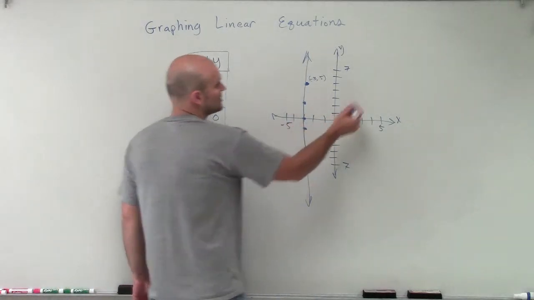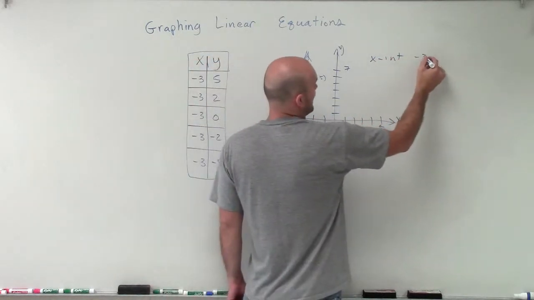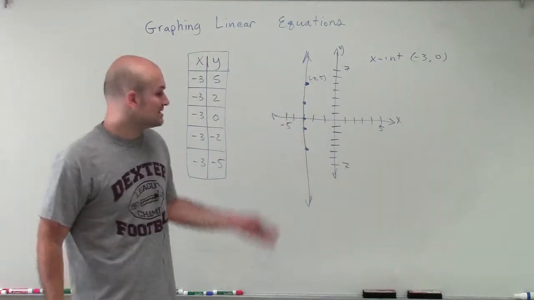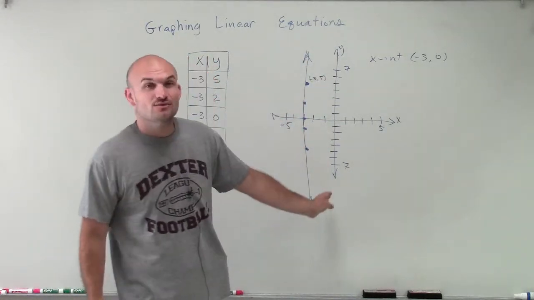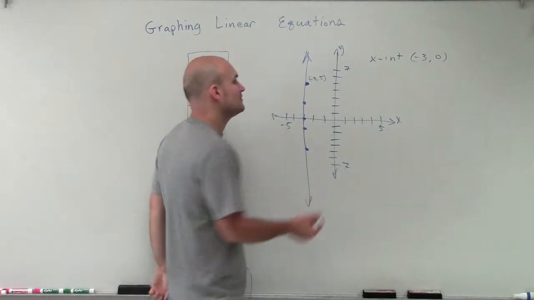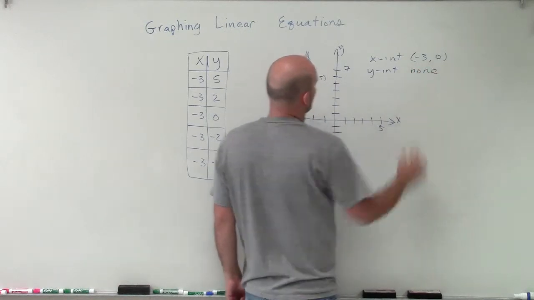We do have an x-intercept. My x-intercept is at (-3, 0), right here. And you notice that the y-intercept, this graph does not cross the y-axis, nor will it ever, because this graph is going to continue in a straight line at x = -3. So my y-intercept does not exist, or I'll just write none.